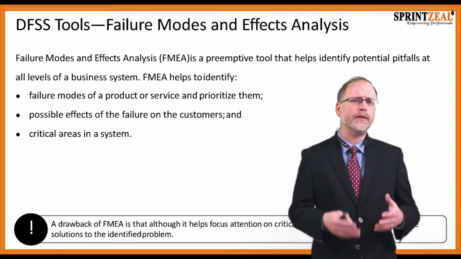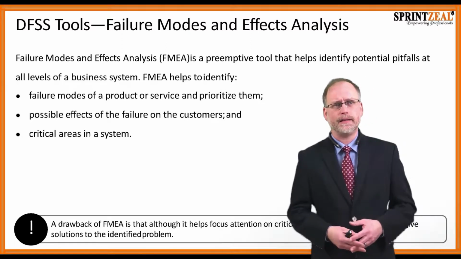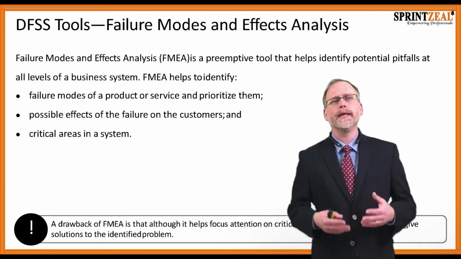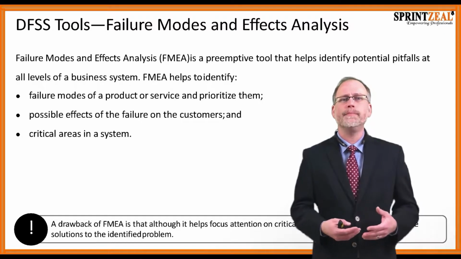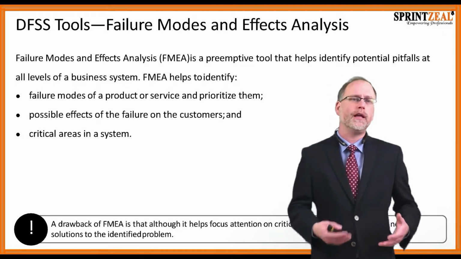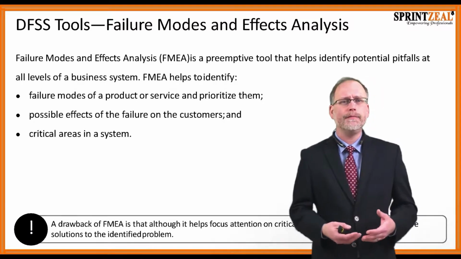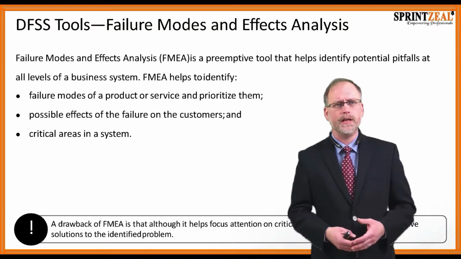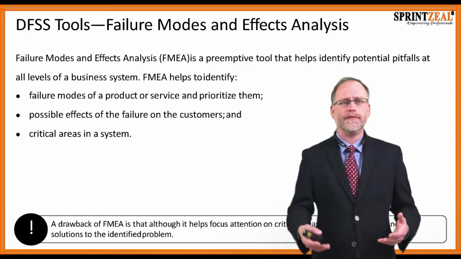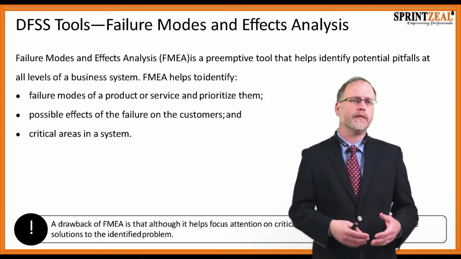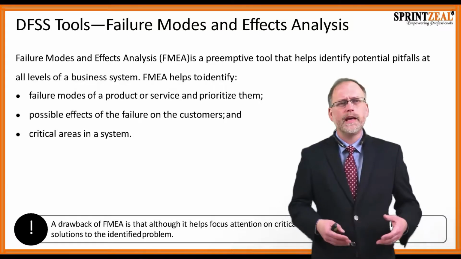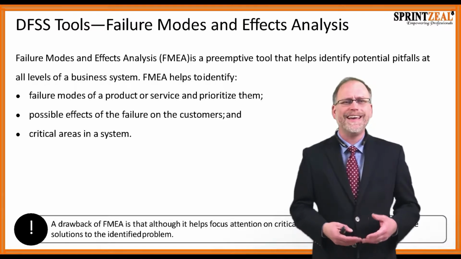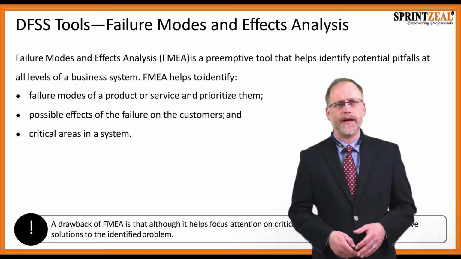So one of the tools that we use is called a failure mode and effect analysis. Now, a failure mode and effect analysis, or FMEA, is a preemptive tool that helps us to identify any potential risks or pitfalls at all levels of the business system. An FMEA helps to identify failure modes of a product or service and then prioritize them. It also helps us with possible effects of the failure on the customer and also critical areas within our system. Now, a drawback to an FMEA is that although it helps to focus attention on critical areas of the system, it does not give a solution to those identified problems.